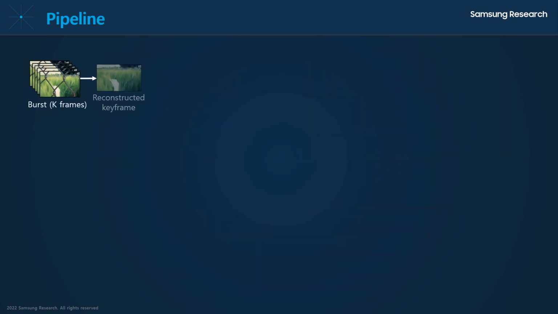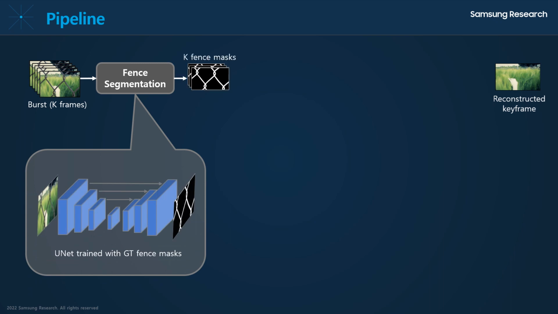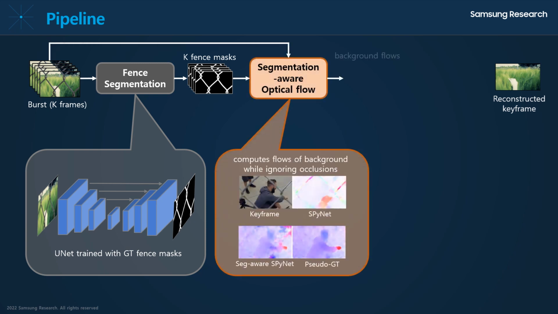Given a burst of keyframes with fence obstructions as input, our algorithm reconstructs a single keyframe after removing the fence. Our pipeline is composed of three distinct steps. Initially, a fence mask is estimated on each input frame individually with a U-Net segmentation model trained on fence segmentation data. The estimated masks are used to condition a modified segmentation-aware SpyNet, which simultaneously computes and inpaints flows corresponding only to the background scene.